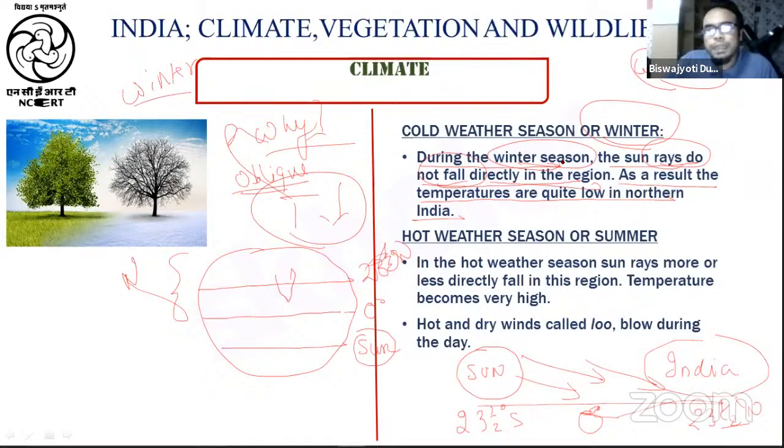Understood? So during the winter season, the sun rays do not fall directly because the sun is in the southern hemisphere. And as a result of this, the climate in northern India will be colder. Understood?